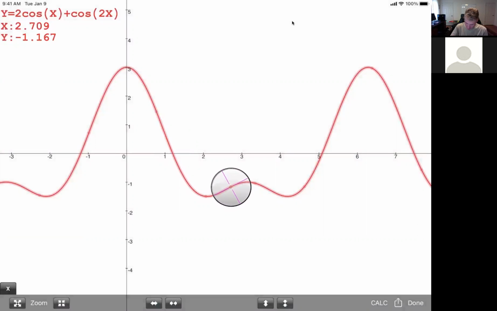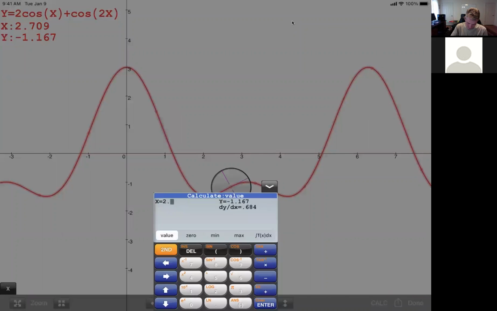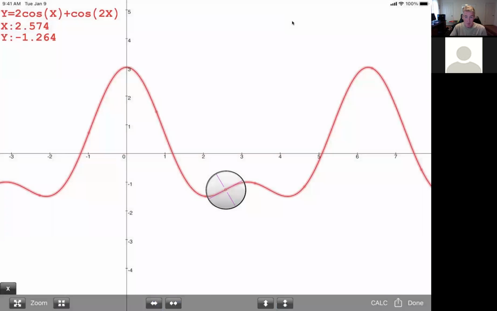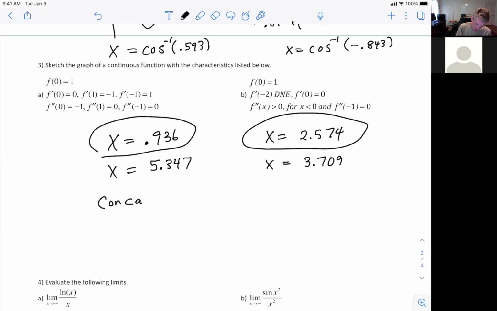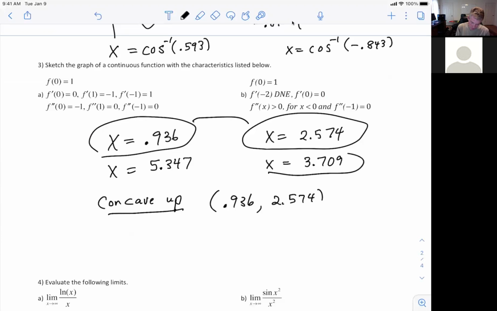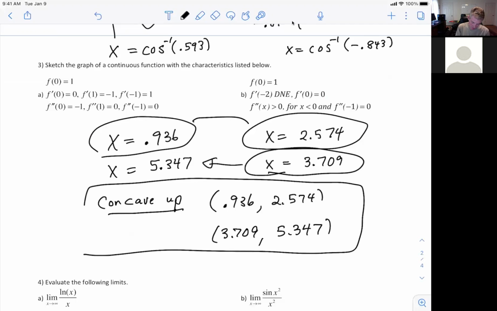Now let's see how good my estimate is, because the second answer I got was 2.574. Off by a little bit. So between those first two, that's concave up. And then from the third answer, which would be approximately right here, to the fourth answer, approximately right here, that would also be concave up. So for concave up, that would be between these two. So from 0.936 to 2.574. And then also from this one to that one. So 3.709 to 5.347. That is where it's concave up.